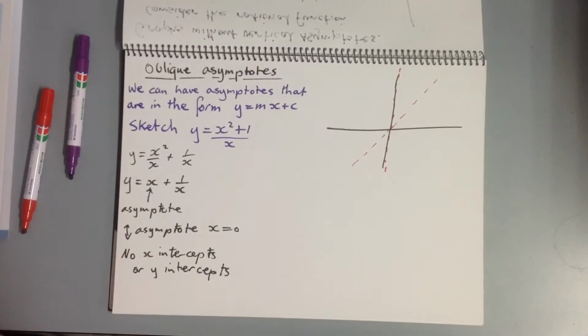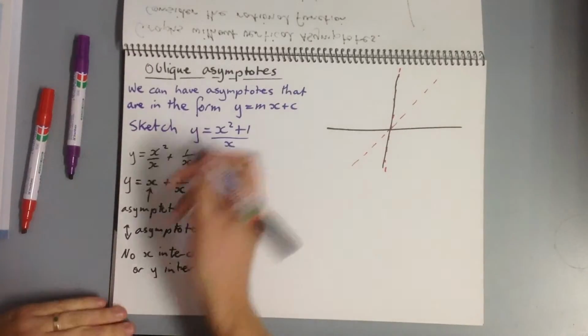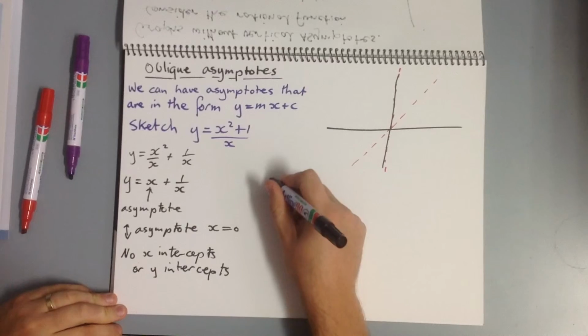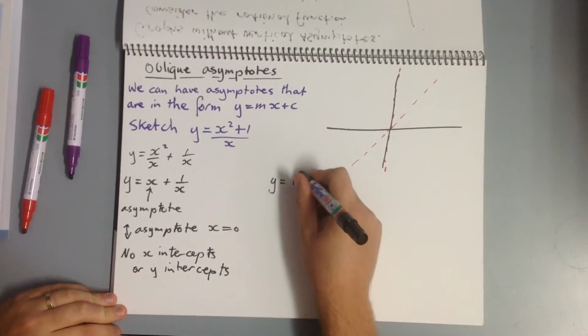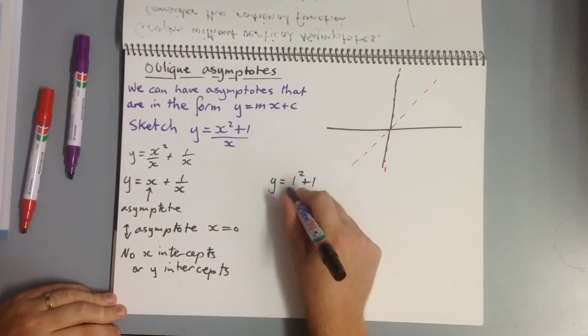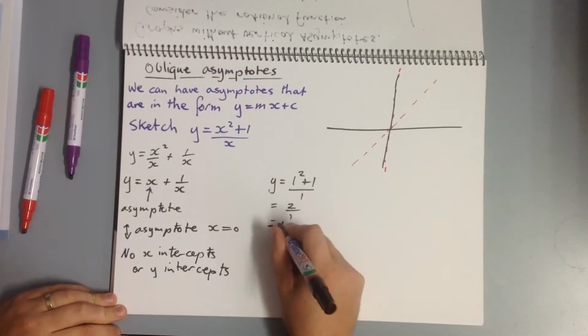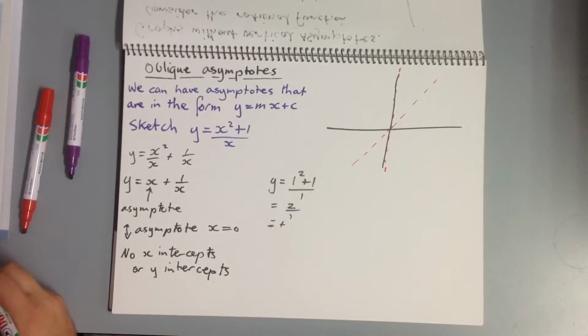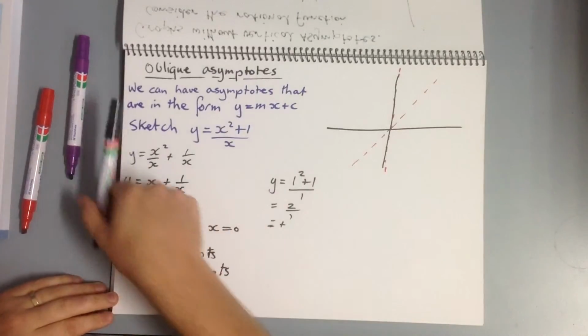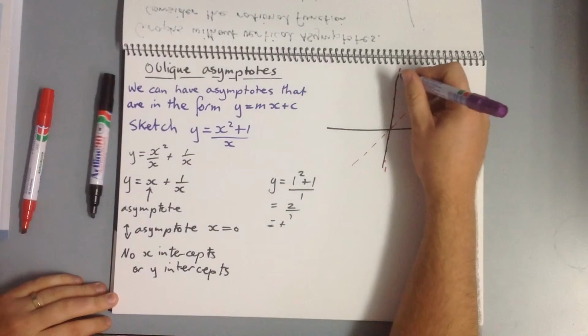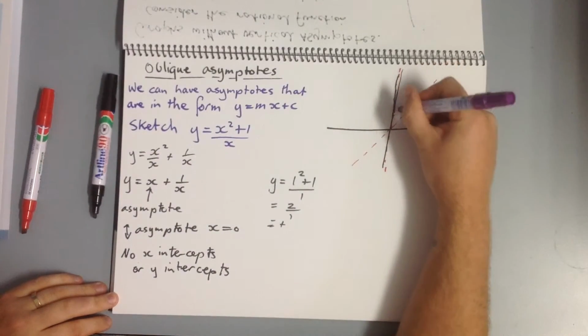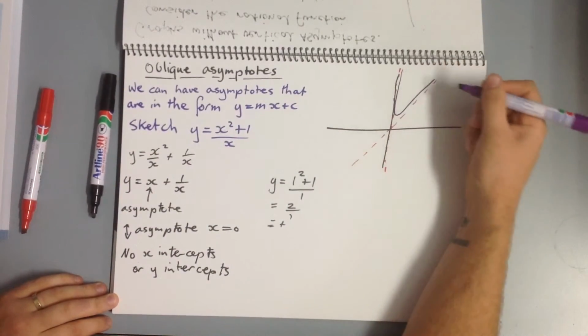So we basically have everything that we need. We just need to put in some values to actually work out what's going on. So if we choose, say, positive 1, we go y equals 1 squared plus 1 over 1, which is 2 over 1. So that's positive, so we know we're going to be above here. We're going to be up in this area, so we can actually fill that in. We're going to be up here.